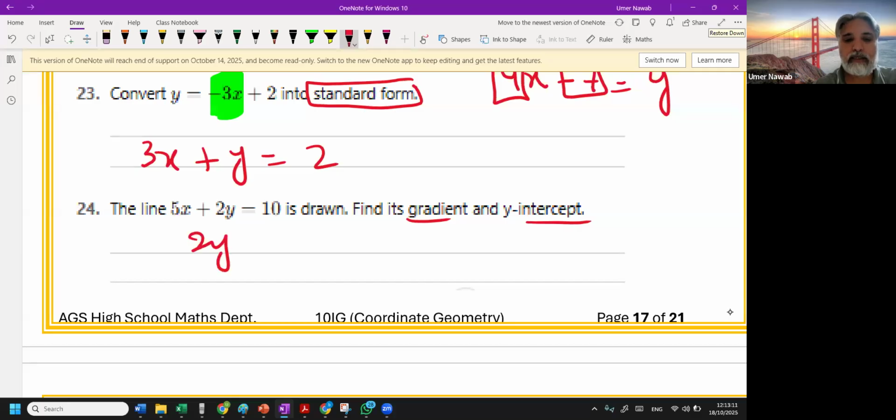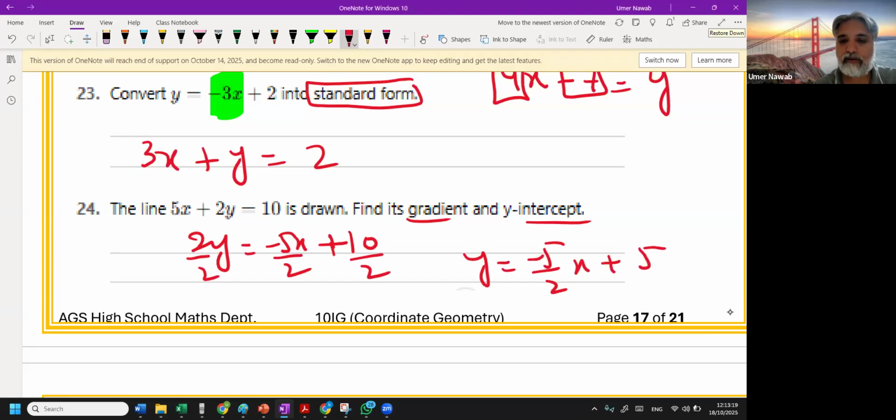Can I write 2y is equal to negative 5x plus 10? So divided by 2, divided by 2, divided by 2, y is equal to negative 5 over 2x plus 5. So what is my gradient? My gradient is minus 5 over 2. And what is my y-intercept?